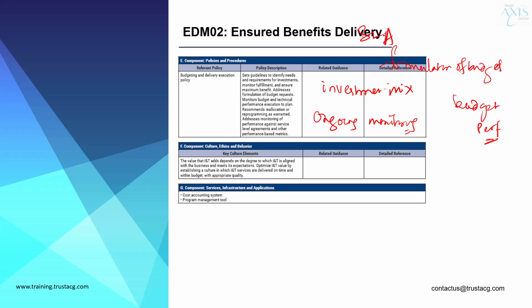So the key cultural element is that the value IT adds to the business will depend on how well it is aligned with the goals of the businesses and expectations. So in order to optimize the IT value, organizations must foster a culture where IT and businesses work hand in hand, ensuring that your services are delivered on time, within budget, and with appropriate quality. So, this particular culture emphasizes accountability, collaboration, and value driven decision making.